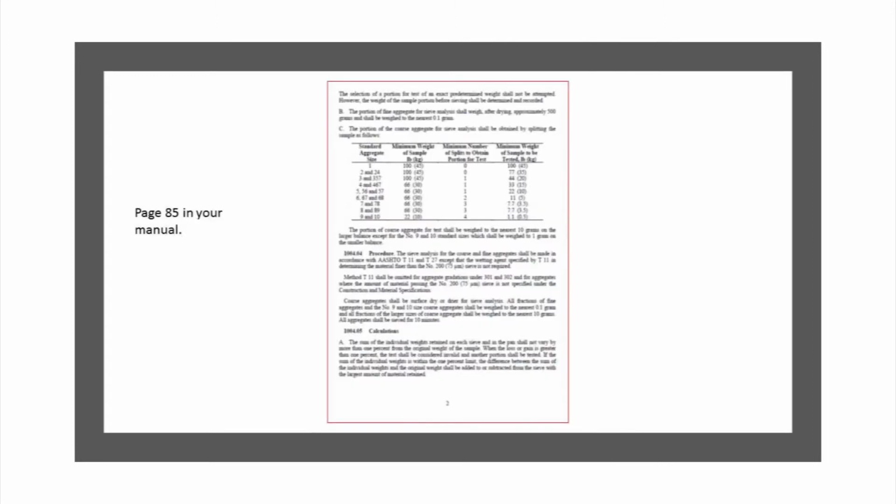ODOT Supplement 1004 provides detailed guidance on materials needed for sieve analysis for fine and coarse aggregate. This procedure starts on page 84 of your manual. The chart on page 85 of your manual details the minimum weight of sample needed based on the size designation of the aggregate.